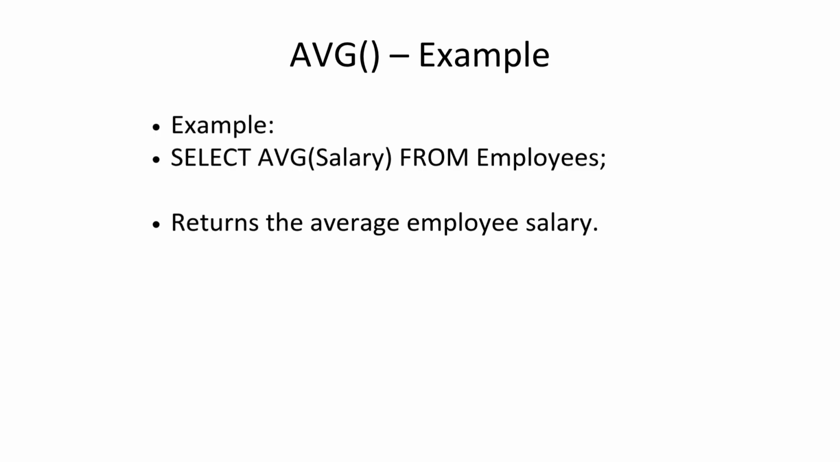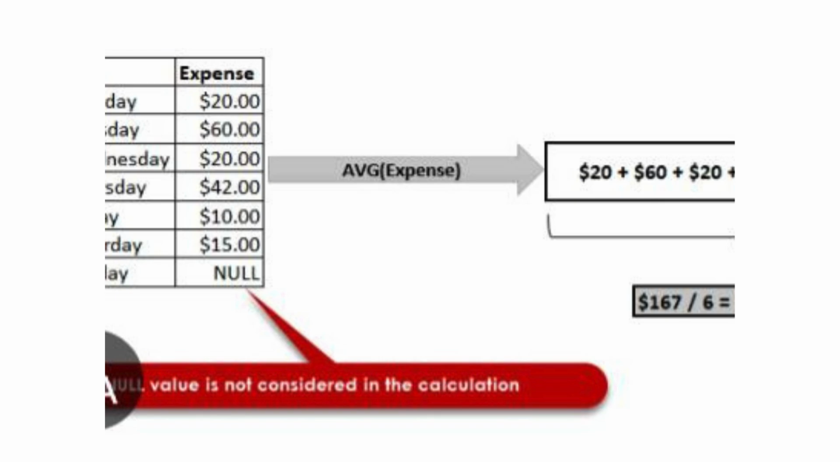Average function example. Example time. Select average in brackets salary from employees semicolon. This calculates the average salary of all employees. Great for benchmarking or determining if someone is above or below the company average.